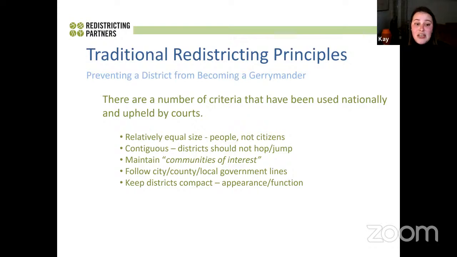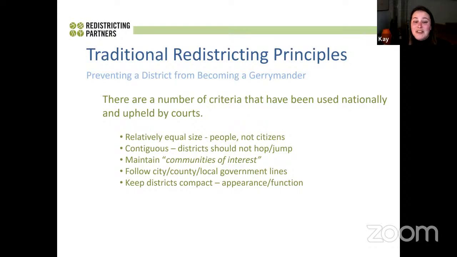We follow city, county, and local government lines, and we also keep districts compact in both appearance and function. What we mean by that, when we look at compactness in appearance, I'm sure that when most of you think of the word gerrymandering, you think of those long, snaky districts. We want to stay away from those and make sure that populations are kept together, and also kept as compact as possible. In other words, square or circular.